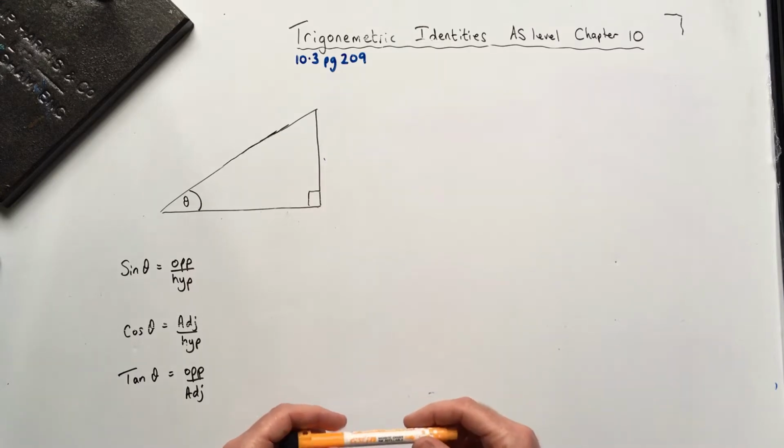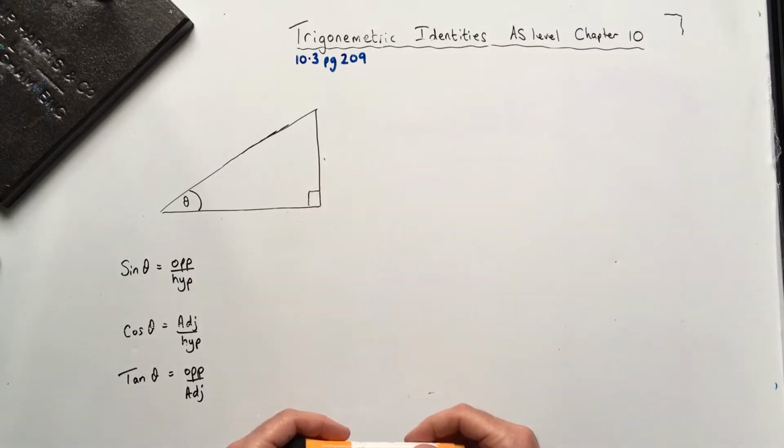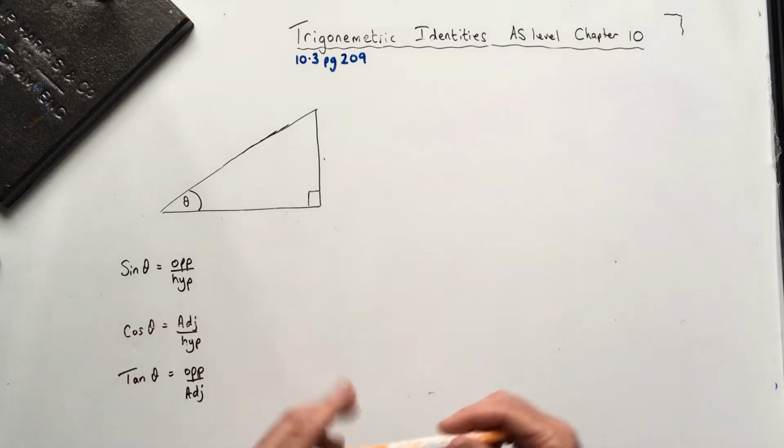Now, I don't normally do that, but you are going to find these difficult the first time that you do them, because it's not like anything else you've seen before, even at GCSE. Okay, so on to the two identities.